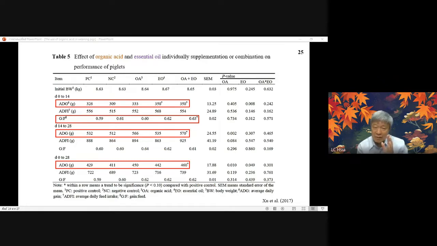Now I am talking about this to avoid people thinking that no positive or no negative control is a better experiment design. That is not true. That is not true.